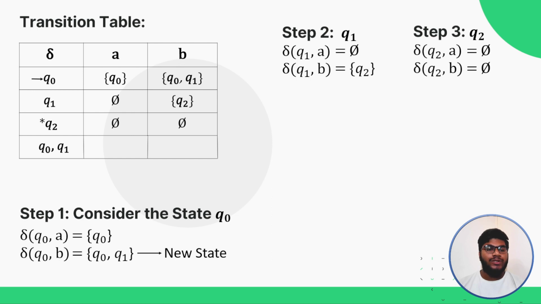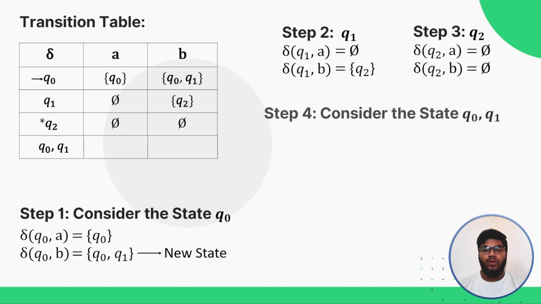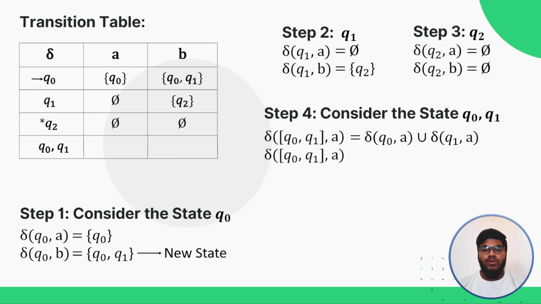Next, we are going to consider the new state Q naught comma Q1 in the transition table, which we got from step 1, that is, on considering the Q naught state we got the new state Q naught comma Q1. So now let us discuss Q naught comma Q1 in step 4. Now Q naught comma Q1 on accepting A, we don't have the direct function, so we're gonna split this function as Q naught on accepting A union Q1 on accepting A. Q naught on accepting A will be Q naught, and Q1 on accepting A will be null.